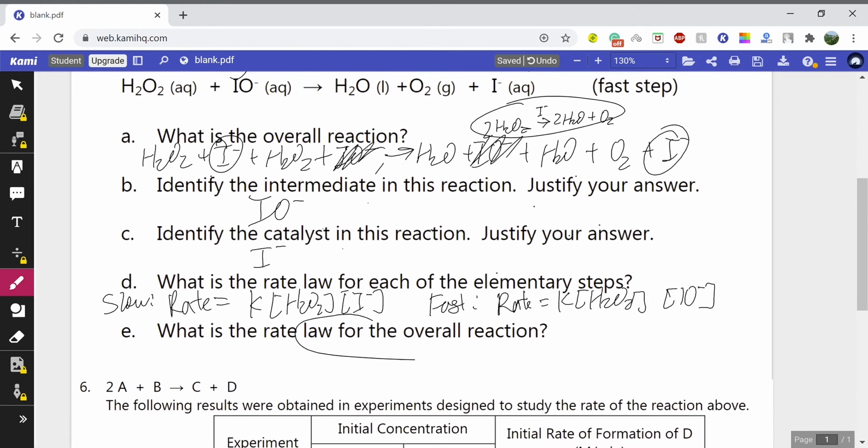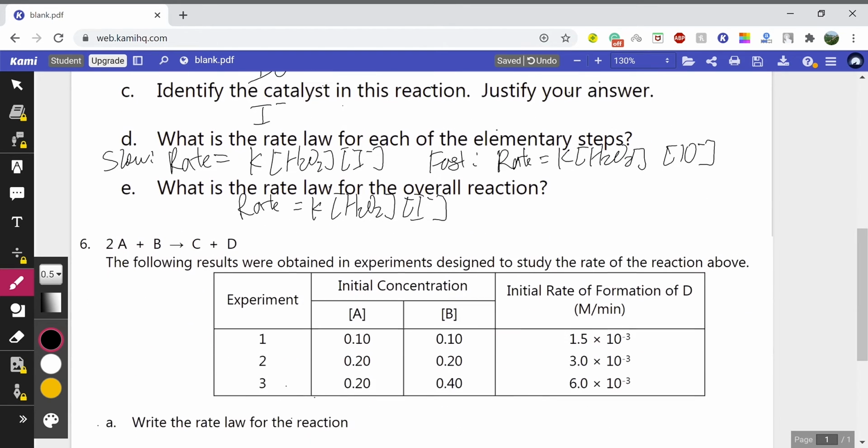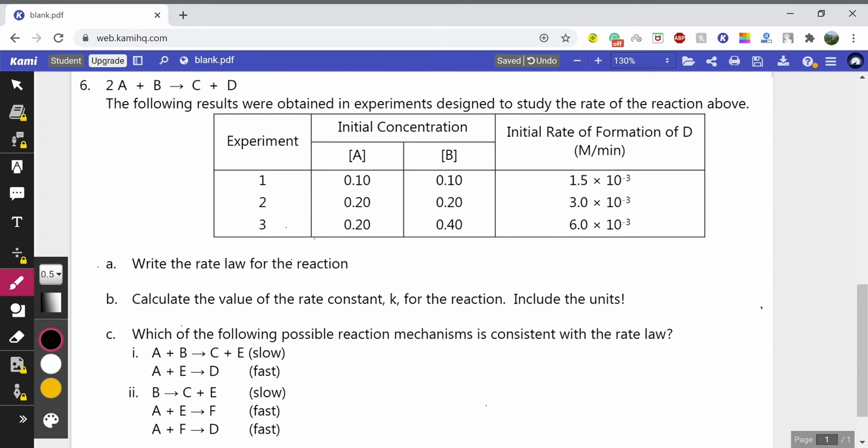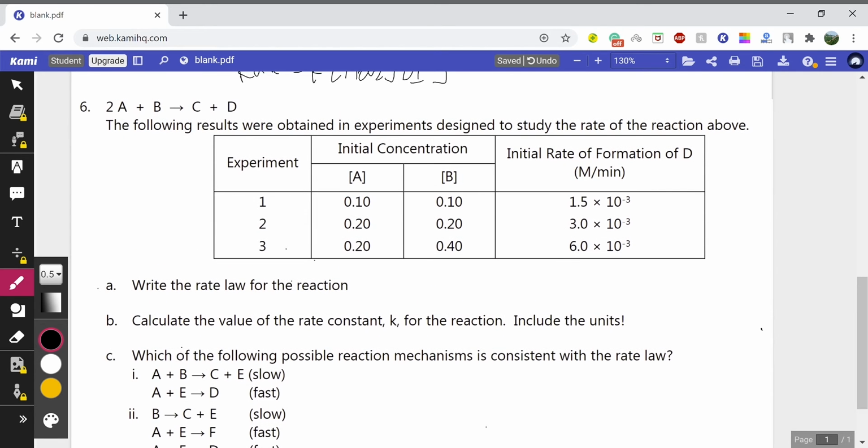The rate law for the overall reaction is the slow rate law, which we can just copy. Rate is equal to K times H2O2, and in the slow step, it's I minus instead of IO minus. Alright, and that's it. Now problem number 6. We need to write the rate law for this reaction. Now this time we're given a bunch of data points.